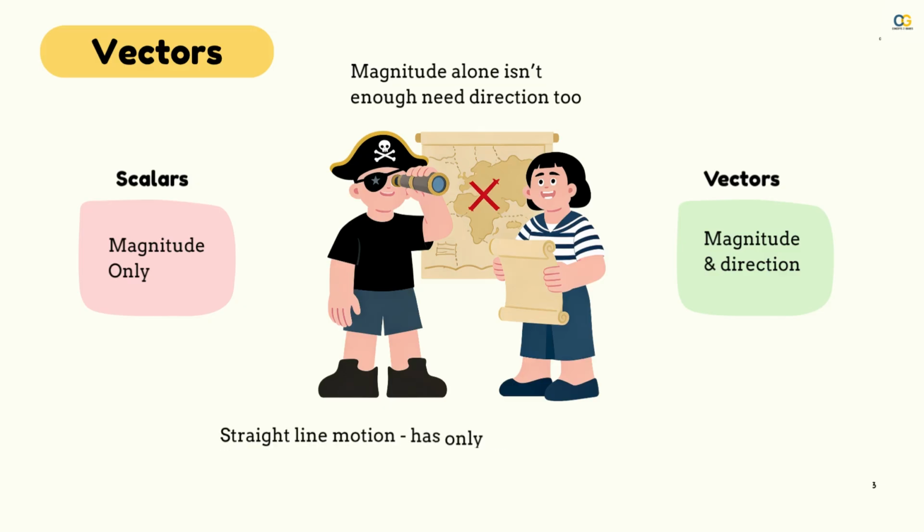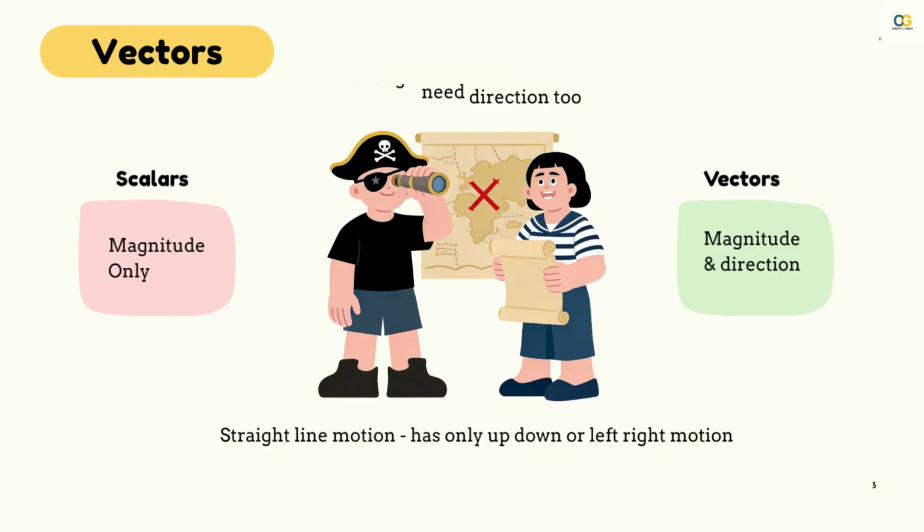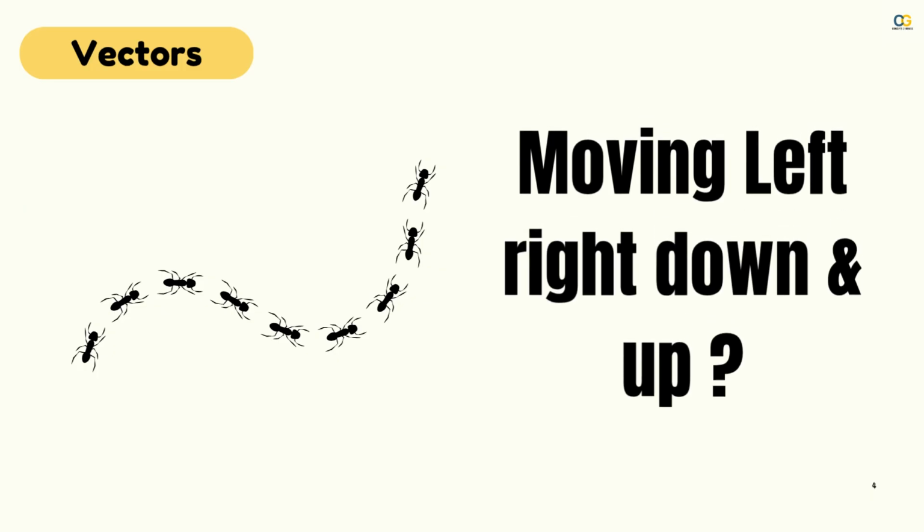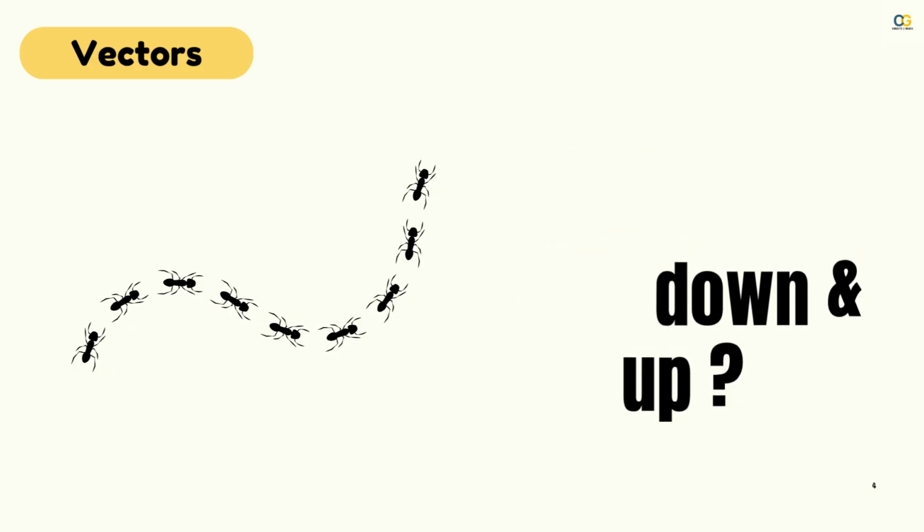Straight line motion has only two kinds of motion, which is either up, down or left and right. So we always mention the direction for these kinds of motions. Vectors are mostly used in a 2D plane to help us determine the motion in there. Can you tell me if these ants are moving left, right, down or up? Here's where vectors help you understand. Let us determine this with the help of a story.